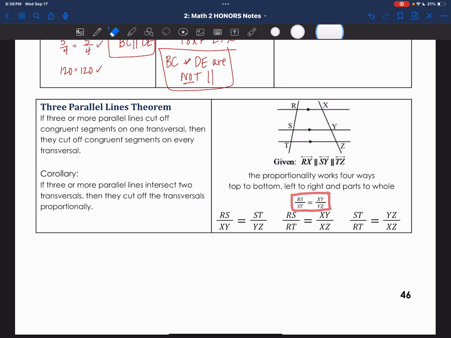This is basically the same thing, but in this case, you just have 3 or more parallel lines, but it's still proportional, so they cut off every segment on the transversal. The corollary is just that if they intersect 2 transversals, then they cut off the transversals proportionally. So really, it's just saying this guy to this guy, because we have 3. So all of these sides would be proportional, and all of this side would be proportional. All right.